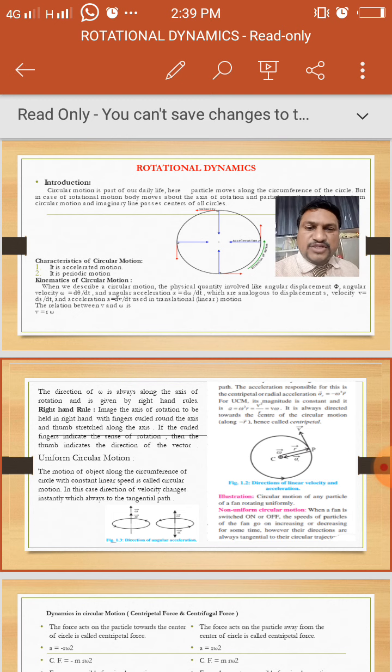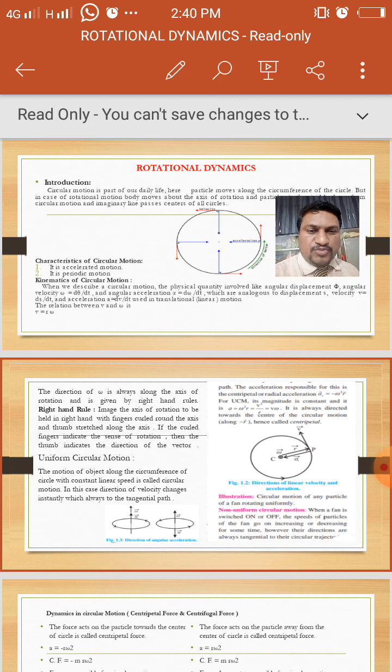And what is meant by circular motion? It is the motion of a particle or object along the circumference of a circle. The condition of circular motion is that the particle moves along the circumference of a circle. That is called circular motion. This circular motion has some characteristics. Let us discuss. The first characteristic of circular motion is that it is an accelerated motion.